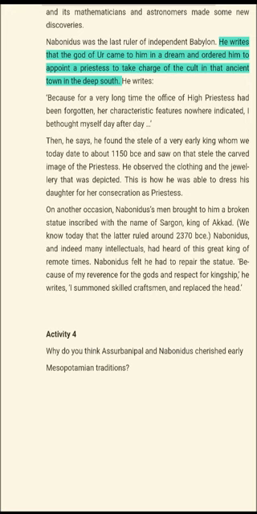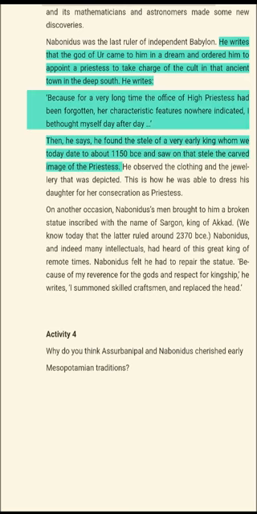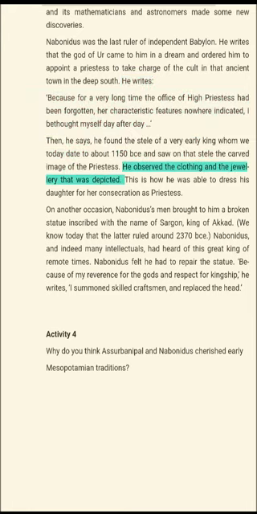Nabonidus was the last ruler of independent Babylon. He writes that the god of Ur came to him in a dream and ordered him to appoint a priestess to take charge of the cult in that ancient town in the deep south. He writes, "Because for a very long time the office of high priestess had been forgotten, her characteristic features nowhere indicated, I bethought myself day after day."